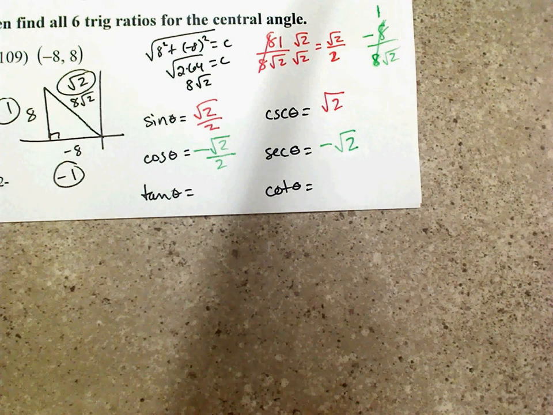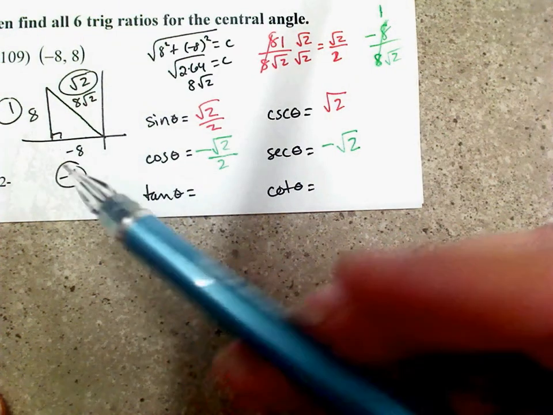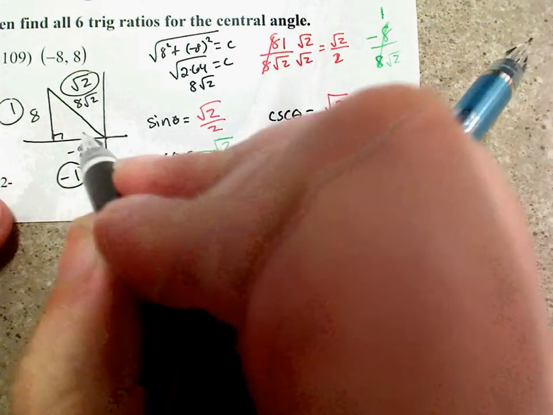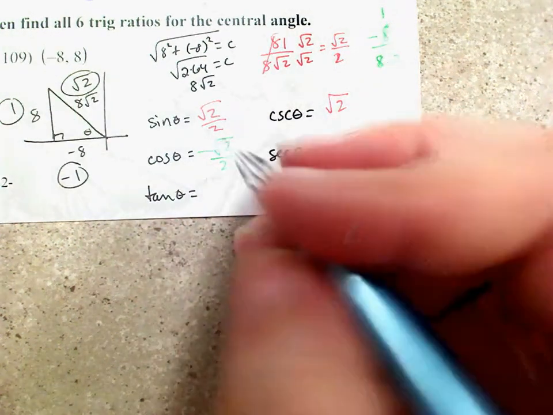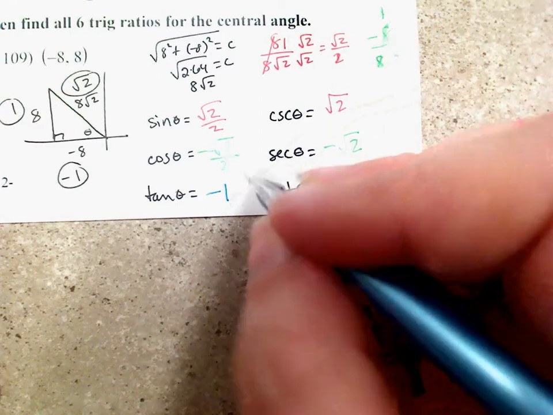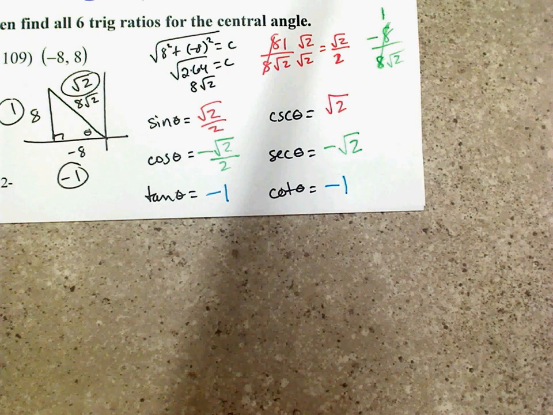And then tangent is opposite over adjacent. I guess I should have labeled the angle that I'm dealing with. Opposite over adjacent, 8 divided by negative 8 is negative 1, and if I flip that, I still get negative 1. And that is the end of page 12.